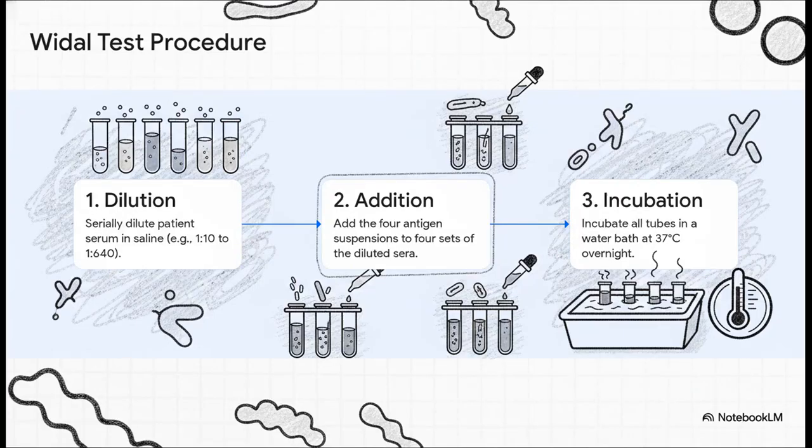The procedure itself is pretty straightforward, really. Step 1, you take the patient's serum and serially dilute it in saline, making a whole range of different concentrations. Step 2, you add each of those 4 antigens we just talked about to its own set of diluted serum tubes. And finally, step 3, you incubate the whole lot in a water bath overnight. This gives any antibodies and antigens time to find each other and react.